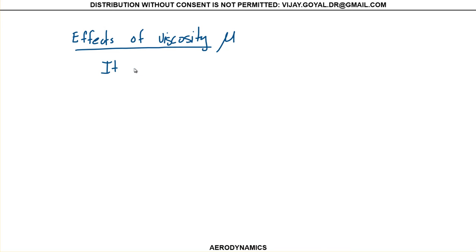So the viscosity is very, very important when we study aerodynamics. So let's summarize the effects of viscosity. We call the viscosity mu. It plays an important role in the analysis of aerodynamics, and the reason is the following. First of all, thanks to the viscosity, we have viscous drag. And you may wonder where that comes from.